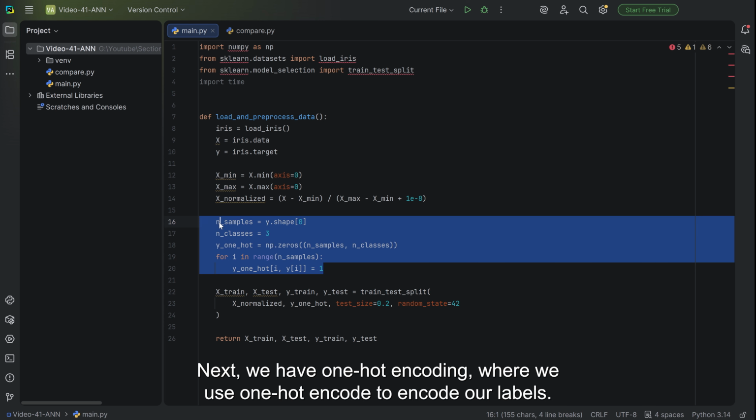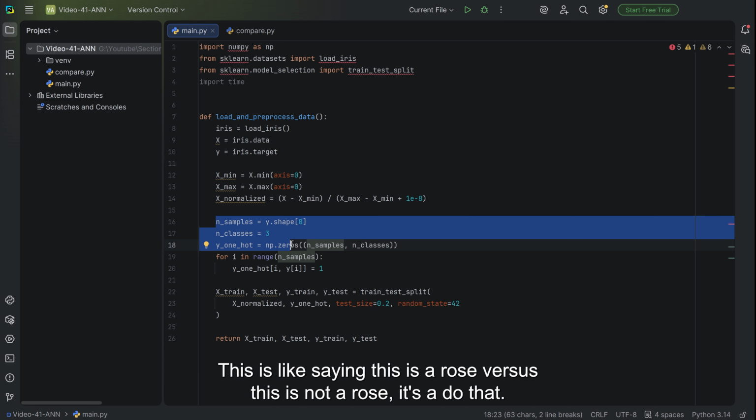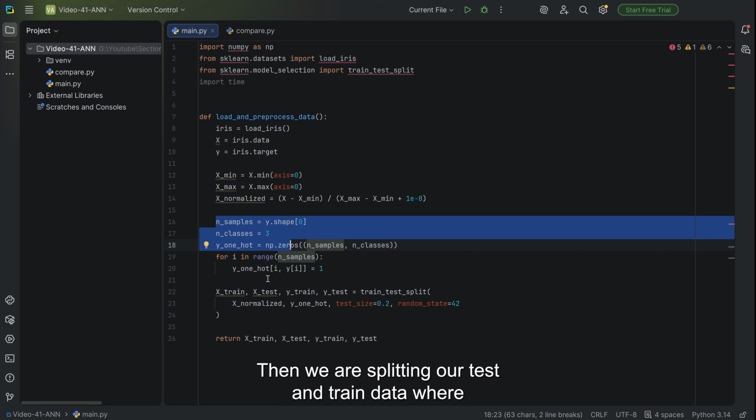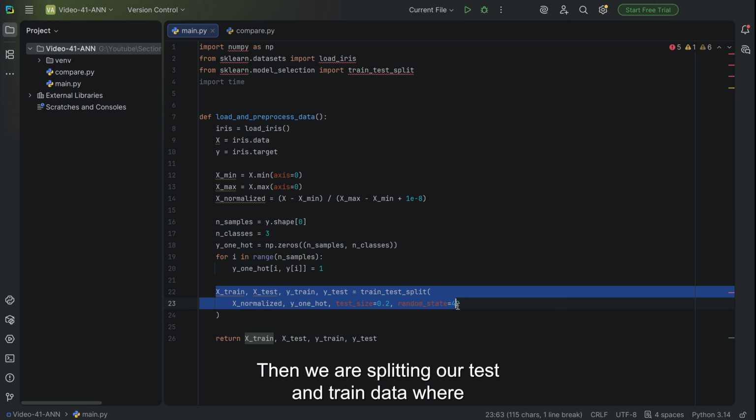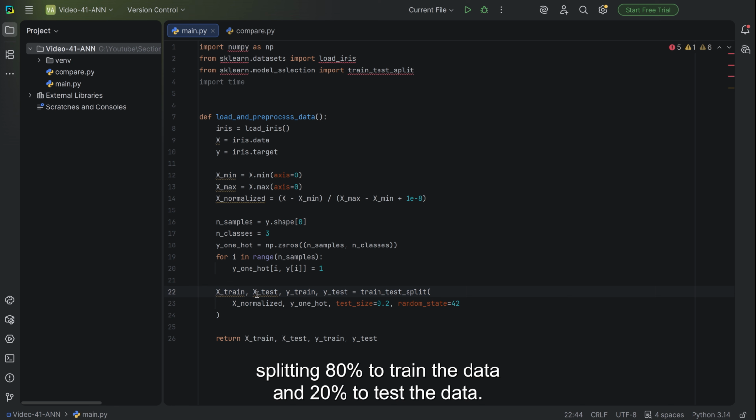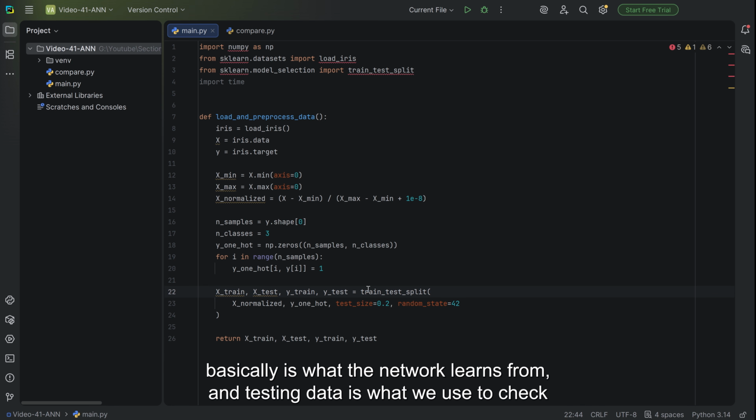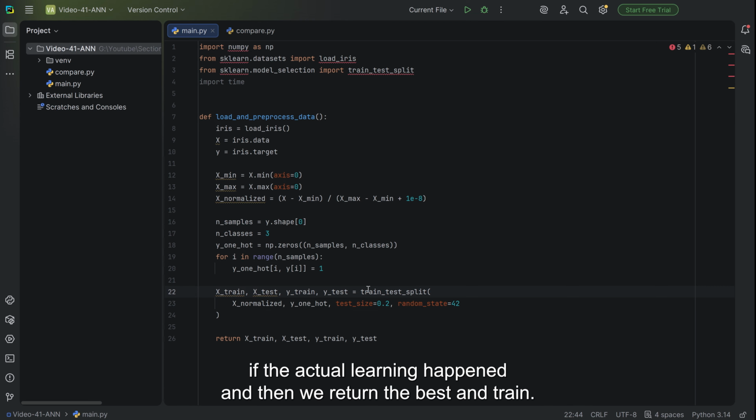Next we have one-hot encoding, where we use one-hot encode to encode our labels. This is like saying this is a rose versus this is not a rose, it's a tulip. That's what we are doing here. Then we are splitting our test and train data. We are splitting 80% to train the data and 20% to test the data. Training data basically is what the network learns from, and testing data is what we use to check if the actual learning happened. And then we return the test and train.